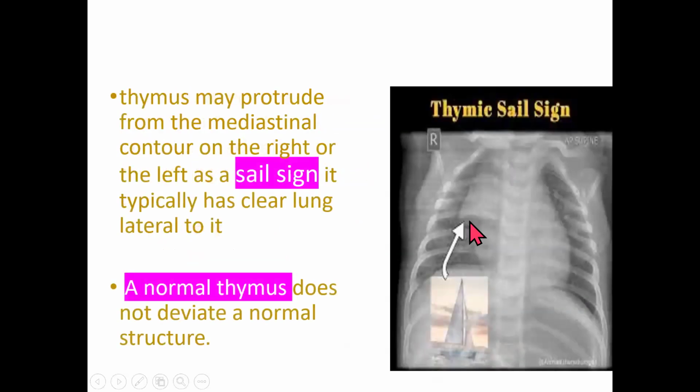Sometimes we see the thymic sail sign. The thymus may protrude to one side from the mediastinal contour. The lung distal to this contour is normal, and the thymus does not affect the lung tissue or deviate the normal structures.